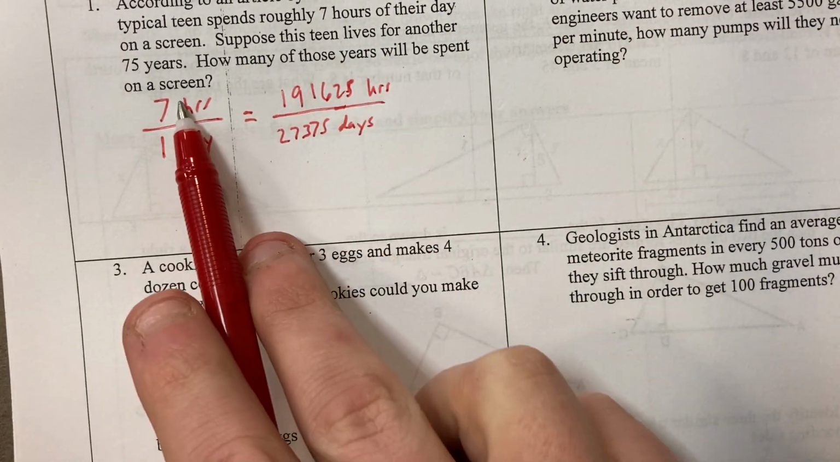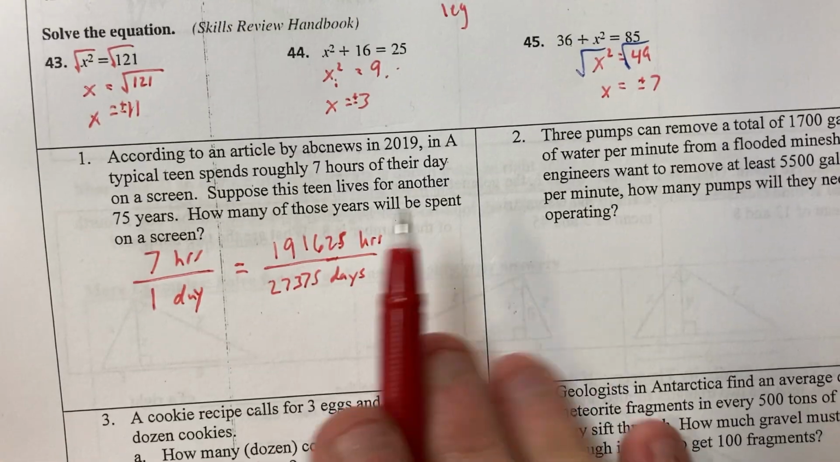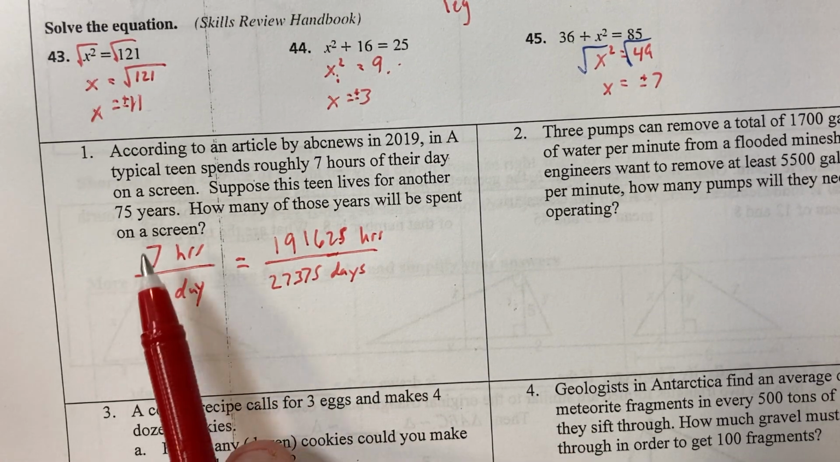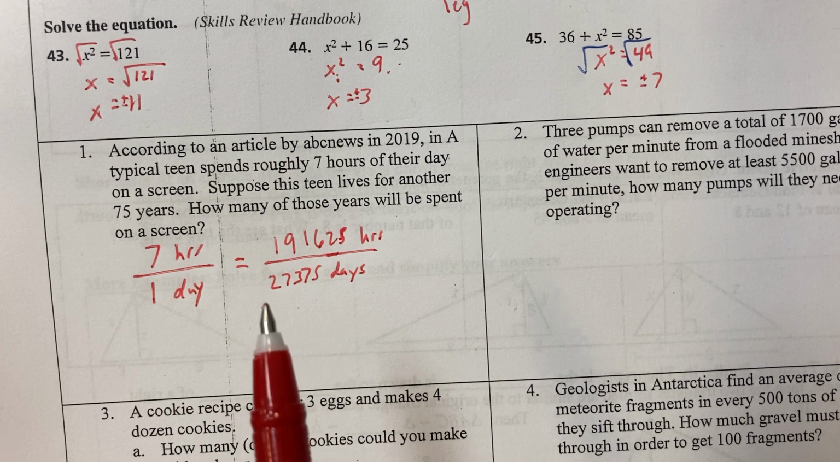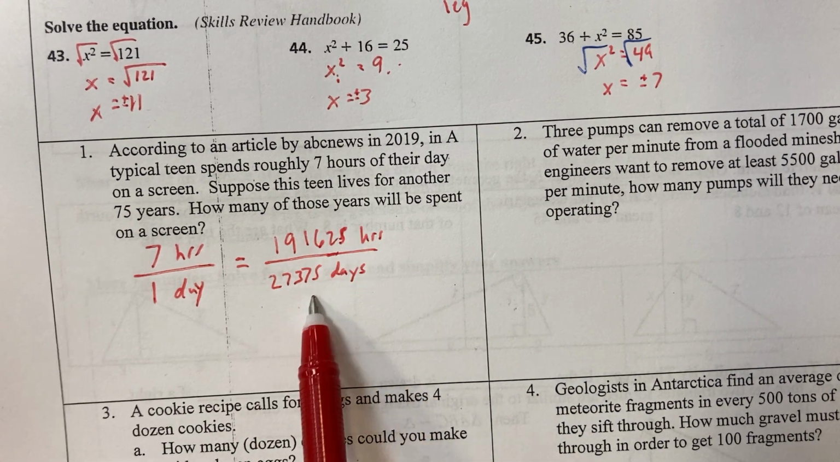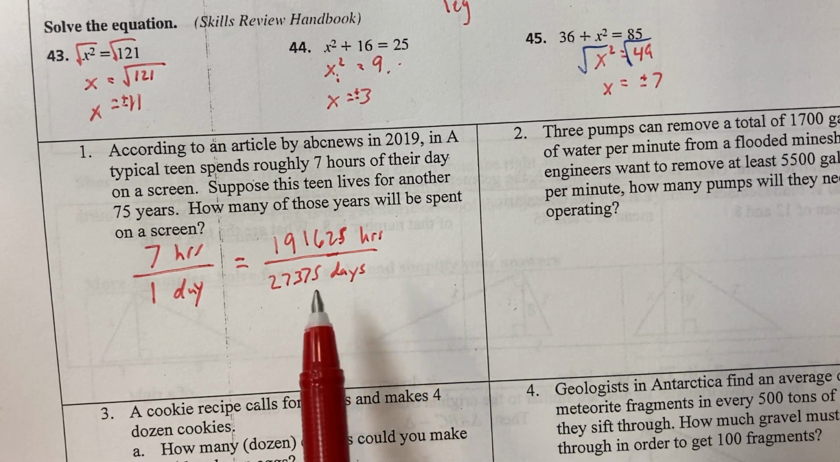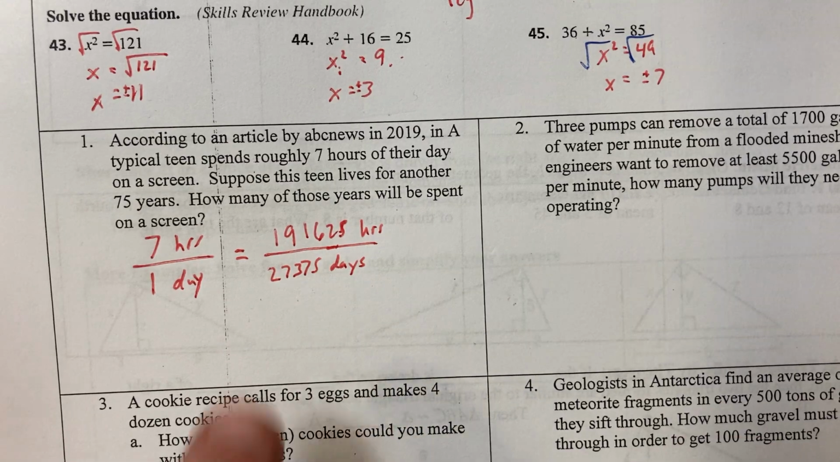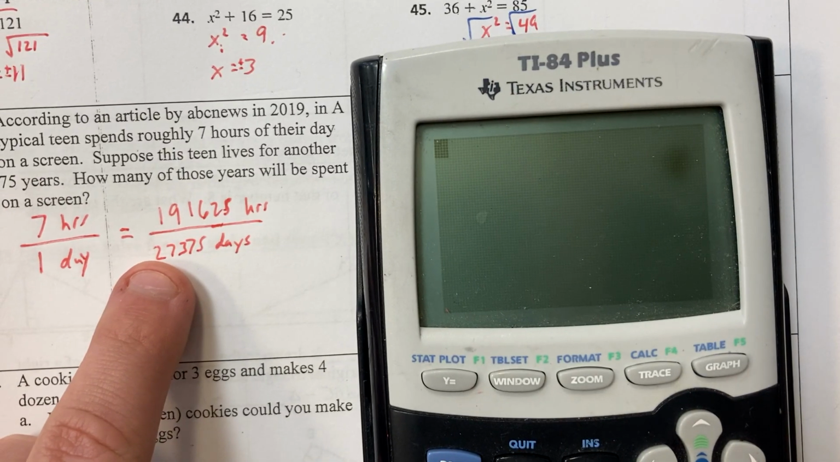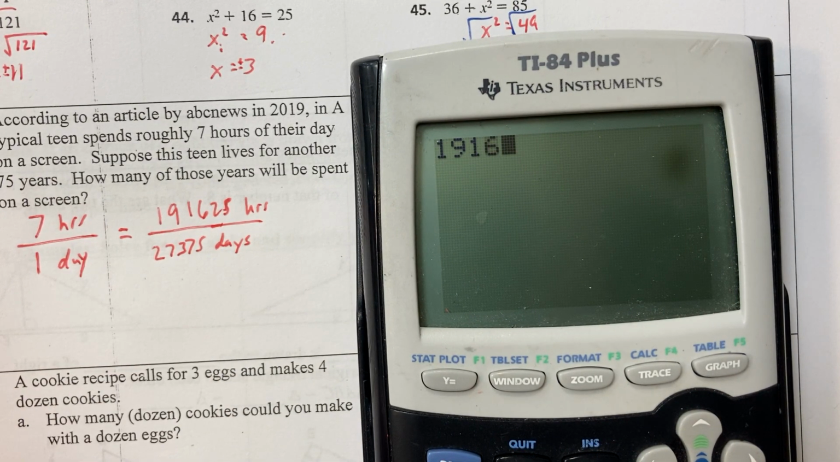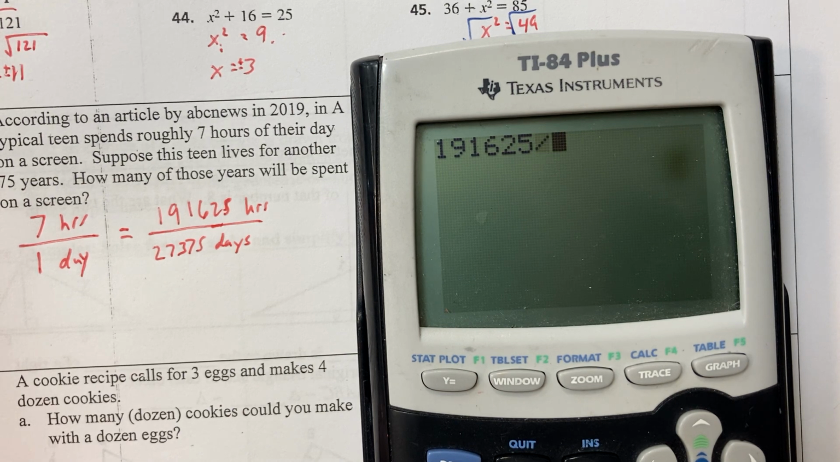How many of those years will be spent on a screen? That's how many. So if you continue at this rate, at 7 hours a day, this is how many hours you will spend in your next 75 years. Now, how does that compute here? Okay, so 191625, that's how many hours. So divide that by 24 hours in a day. That's how many days. Now divide that by 365.